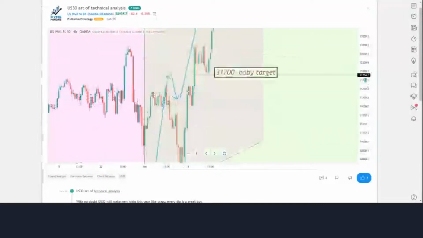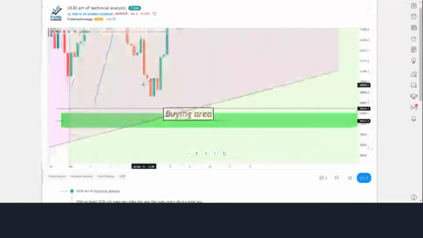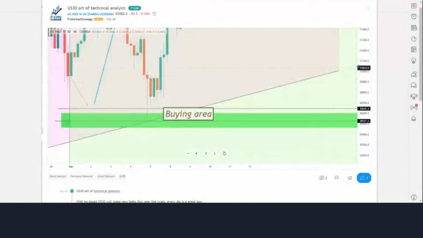And if you check this line, this wick did come to the green box, five points off the middle line. That's not bad, I guess. Okay.